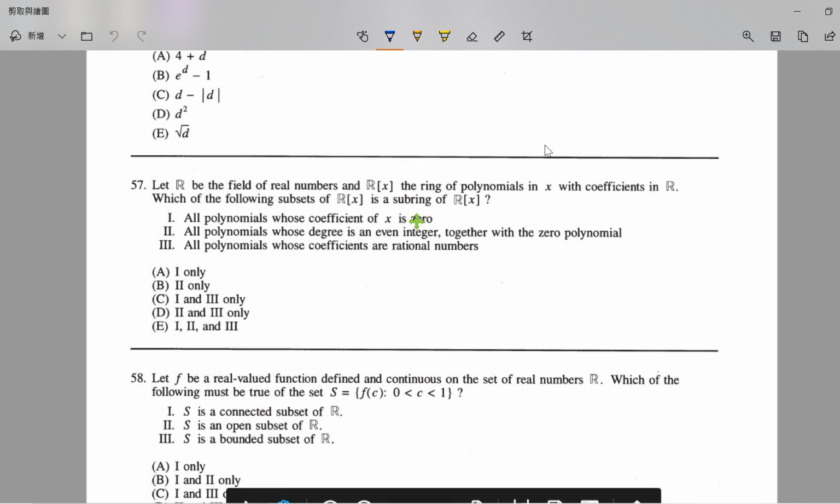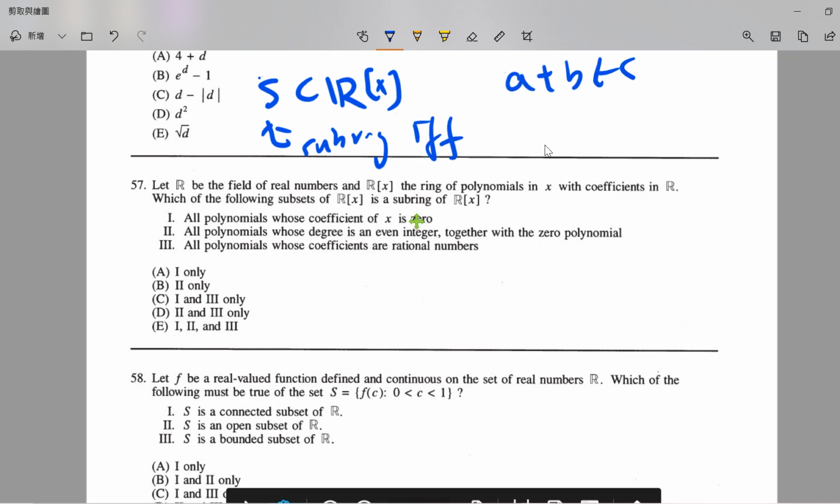The first one is all polynomials where the coefficient of x is 0. S is a subring if you check that a plus b is in S, and a times b is in S. Also 0 is in S. So these three properties we need to check. I think the first one is okay.